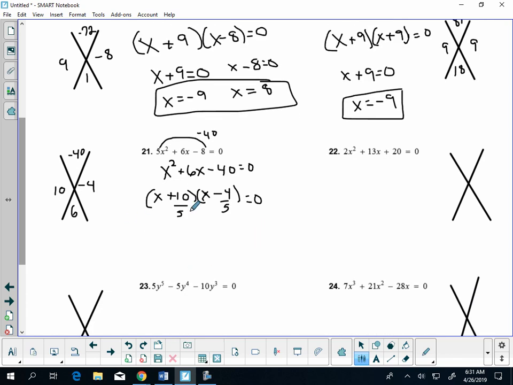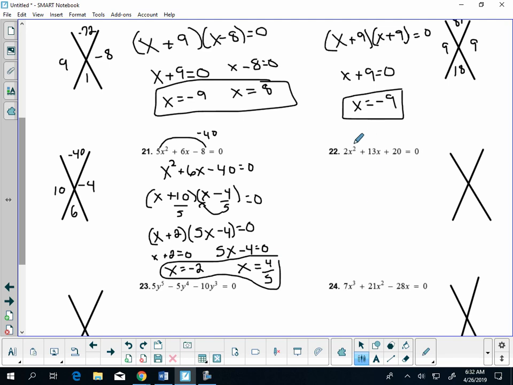And that first one, it goes in evenly, so it's going to be x plus 2. Here, that does not go in evenly, so I need to slide the 5 over, and I get 5x minus 4. Take each set of parentheses, set it equal to 0. X plus 2 equals 0. 5x minus 4 equals 0. You should get x equals negative 2 and x equals 4/5. And those are your two answers.